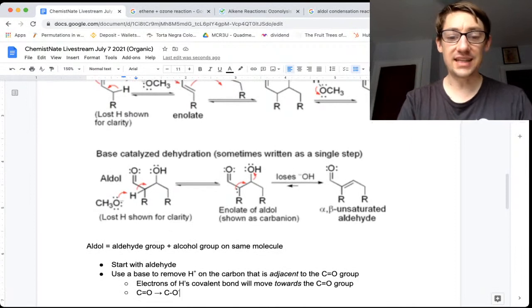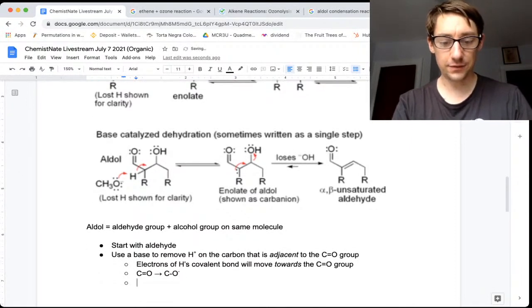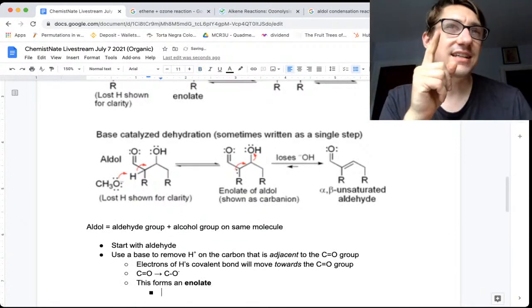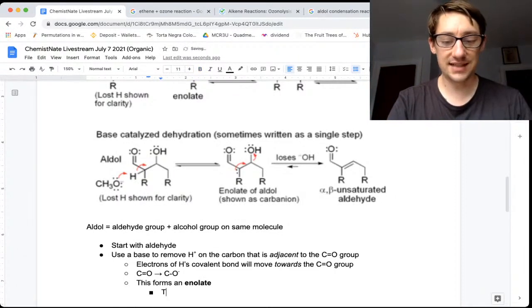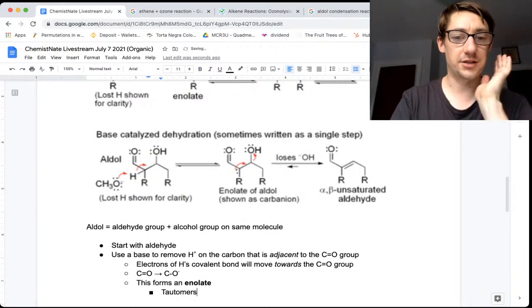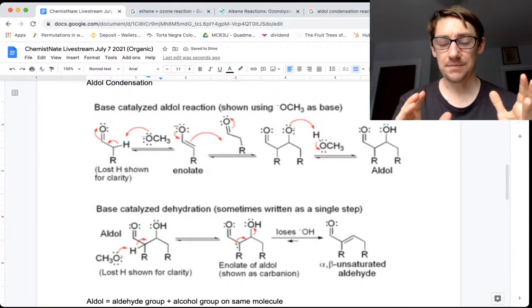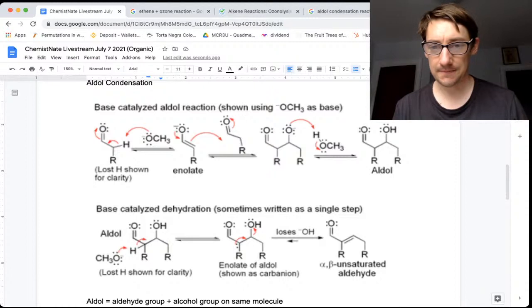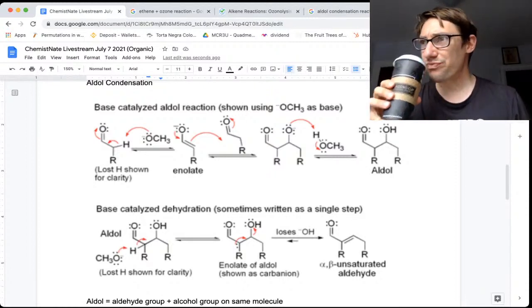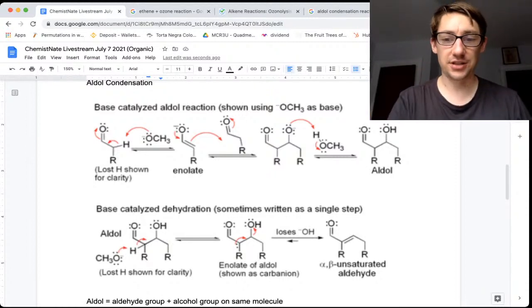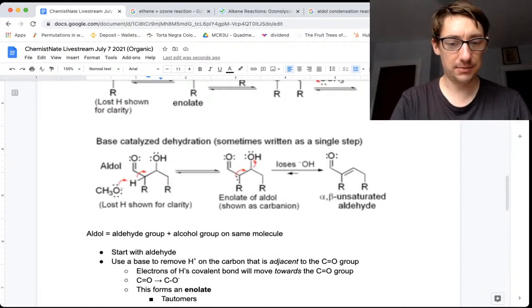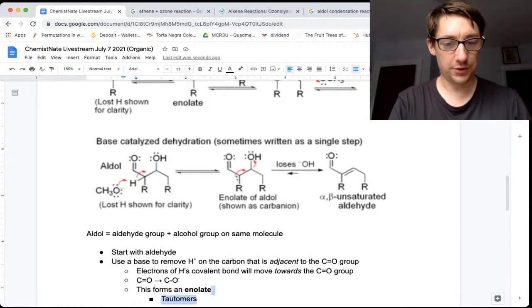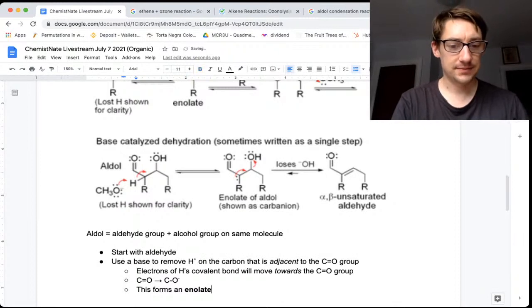Then you make an enolate. This forms an enolate. Okay. Enolate is the kind of thing that someone was asking about yesterday with tautomers, the idea that there's another way you can rearrange the electrons here. I still don't actually know what a tautomer is, so maybe I'll shut my fat mouth before I say something I regret.